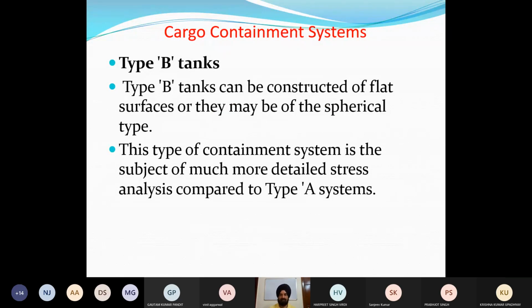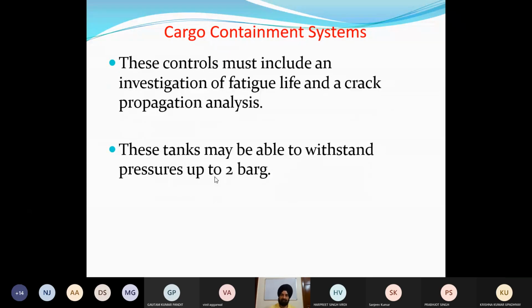Type B, again the containment system is subject to much more detailed stress analysis as compared to type A. So what these controls are, basically they include investigation of fatigue life and crack propagation. Naturally the materials are tested to such an extent that, due to the low temperature, there should not be any cracks developing. Stress analyses are done, and they can withstand pressure up to again say 2 bar, so not very high pressure, so they won't be thick.